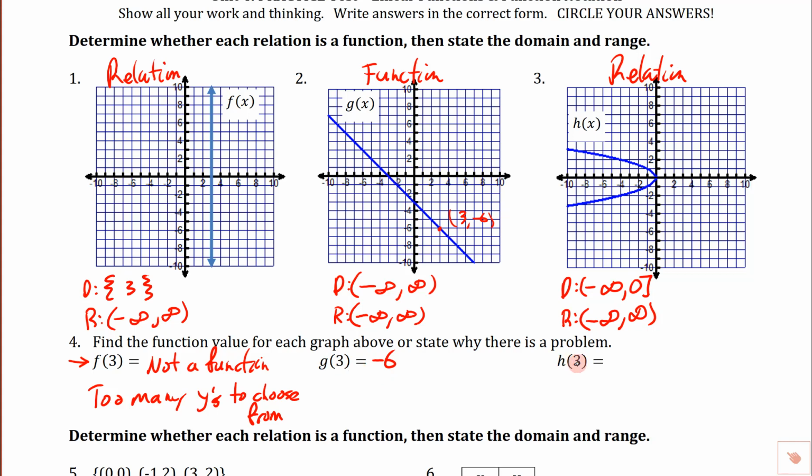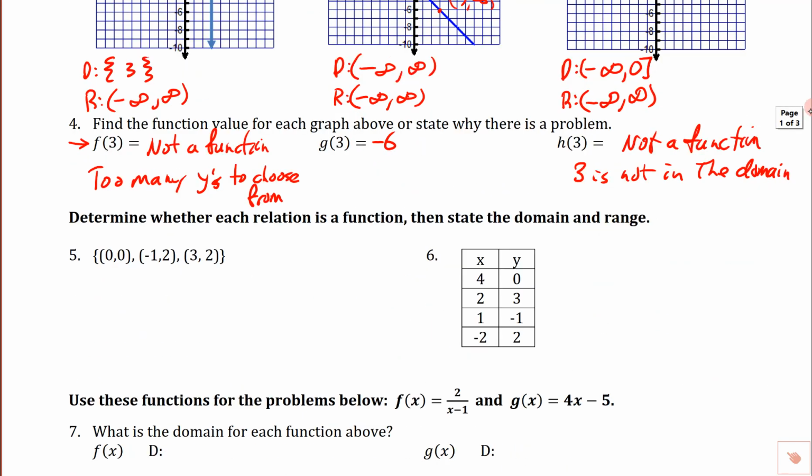And then on this one, it says h of 3. Well, if we go over to 3, that's not even in the domain, okay? So not a function, first of all, and 3 is not in the domain. 3 is not in the domain.